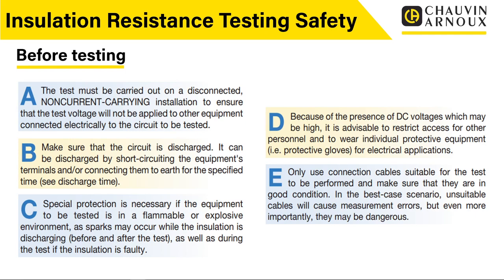And the final one on here, E: only use connection cables suitable for the test to be performed and make sure that they're in good condition. In the best case scenario, unsuitable cables will cause measurement errors, but even more importantly, they may be dangerous. So again, if you're going to be carrying out testing at 1000 volts, obviously you want cables that are rated for 1000 volts. If you're going to be carrying out insulation resistance tests, you don't want cables with bad insulation. You don't want cables with frayed ends on and things like that, where it might short or it might arc. So again, just make sure you're using correct, safe test equipment.